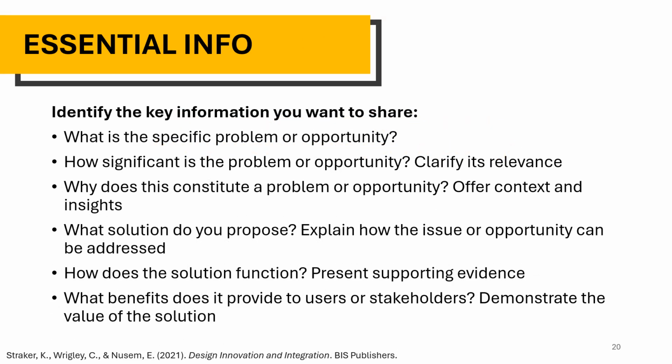Essential info to include. What is the specific problem or opportunity that you are addressing with your persuasive presentation? How significant is it? Really clarify its relevance and its context. Then the solution you propose. It might be the information you are providing, it might be a system or a service change. Explain how the issue or the opportunity can be addressed with what you are doing or what you are talking about. How does it work?